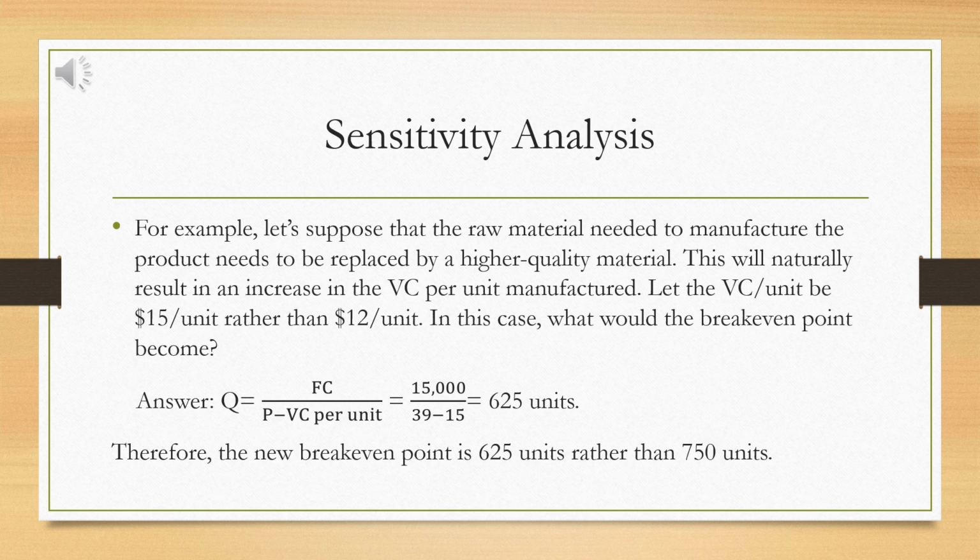In this case, the break-even point would become fixed cost over selling price minus variable cost per unit, which is 15,000 over 39 minus 15, which is 625 units. Therefore, the new break-even point is 625 units rather than 750 units.